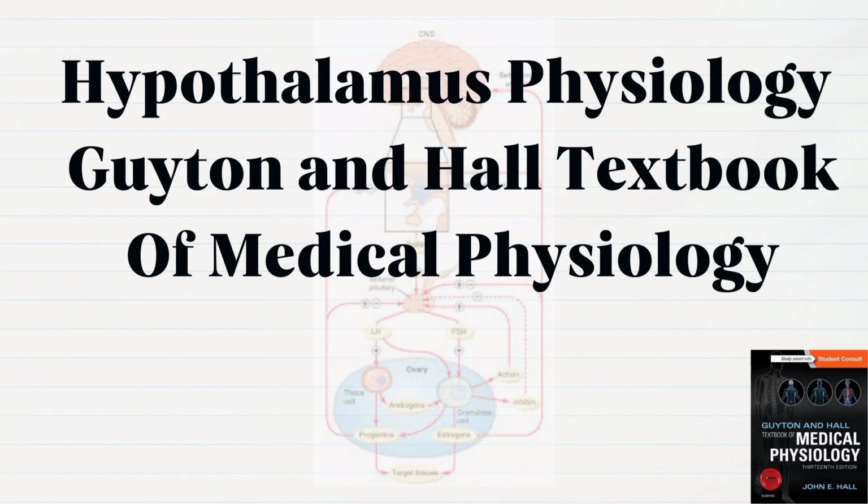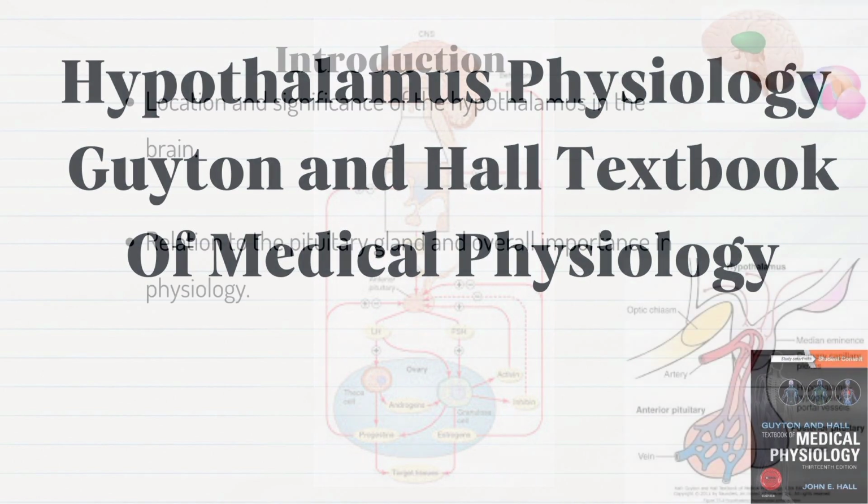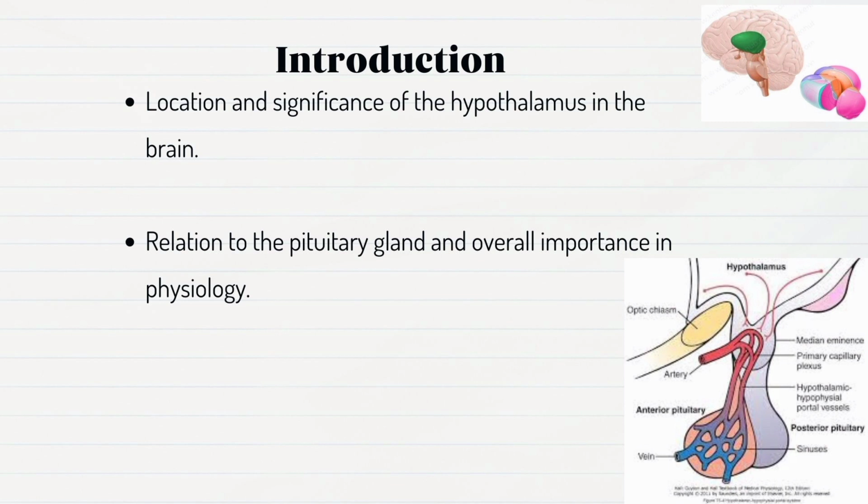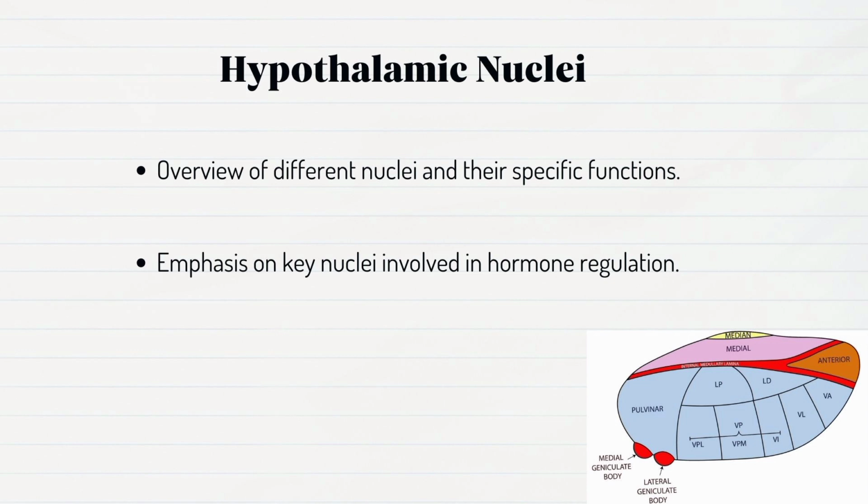Welcome to today's exciting lecture on hypothalamus physiology based on the renowned Guyton and Hall textbook of medical physiology. In this session, we will explore the fascinating functions of the hypothalamus, a critical brain region that orchestrates a wide range of physiological processes. Let's begin by introducing the hypothalamus, located at the base of the brain just above the pituitary gland. This tiny yet powerful region plays a central role in regulating numerous bodily functions.